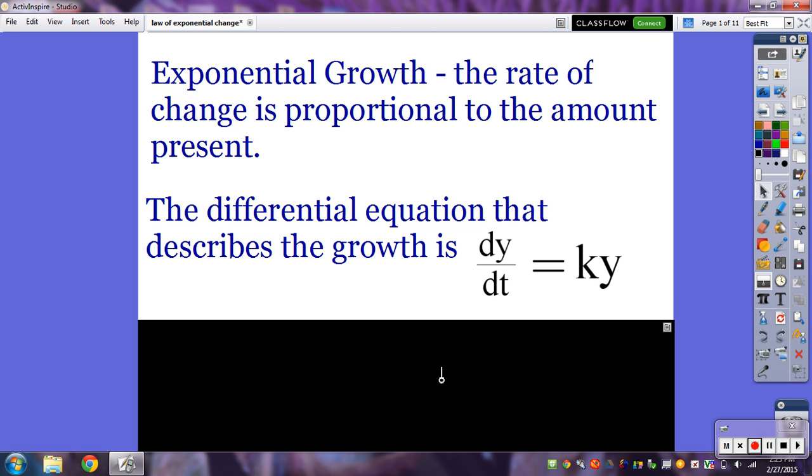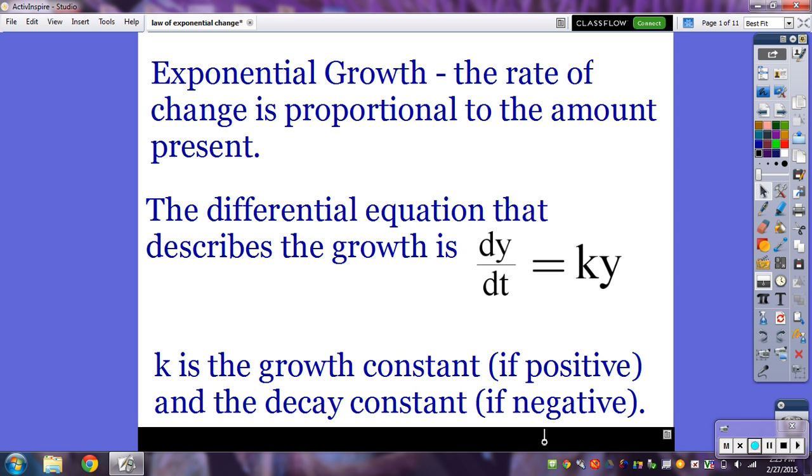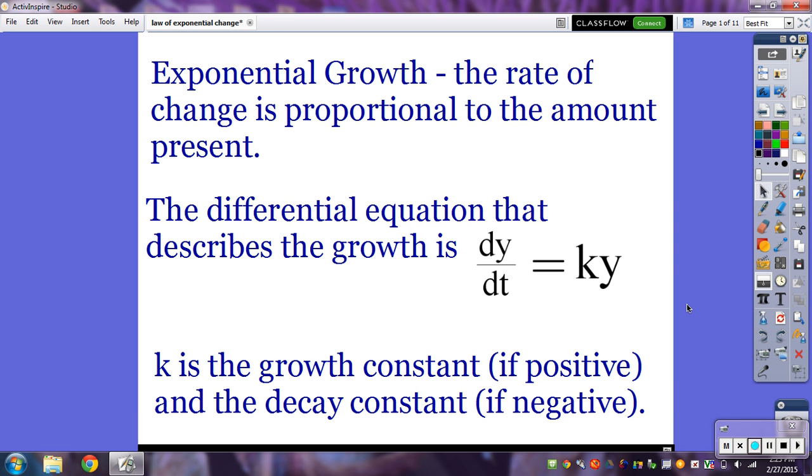Our differential equation that models this growth is dy over dt equals ky. Remember, dy over dt represents your rate of change with respect to time, and k is what we call either the growth constant if it's positive or the decay constant if it's negative.